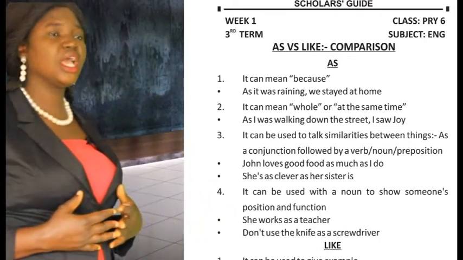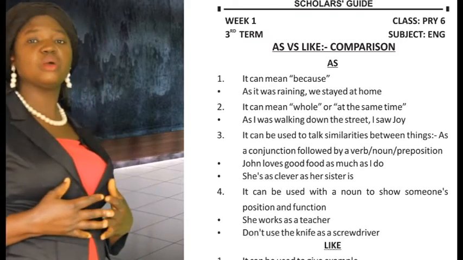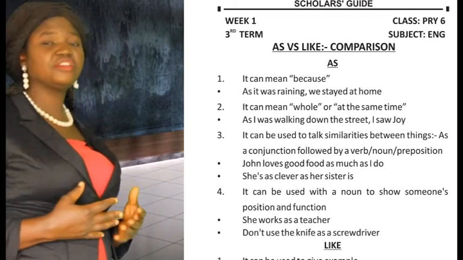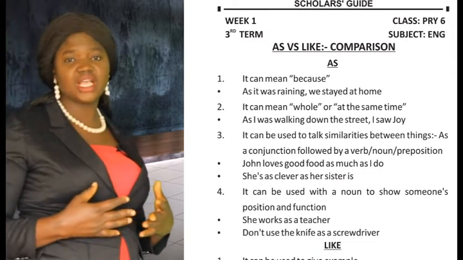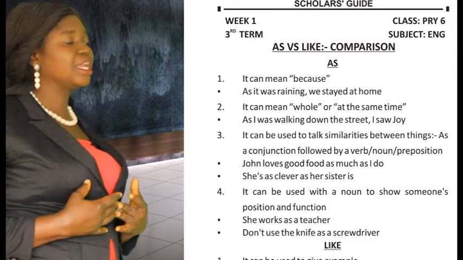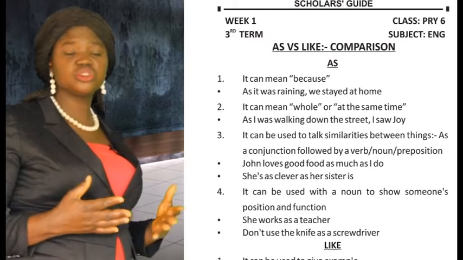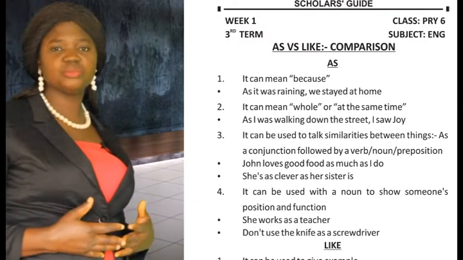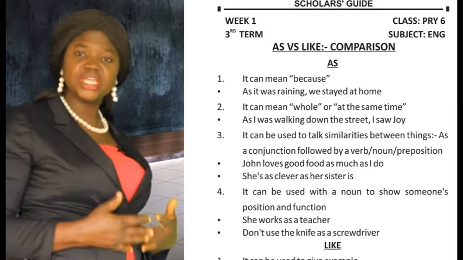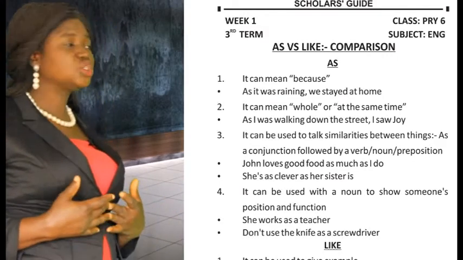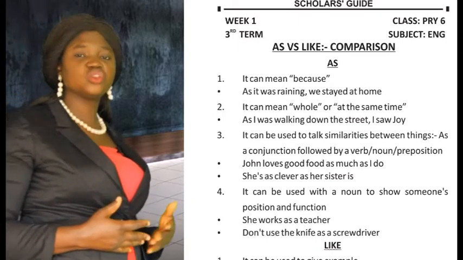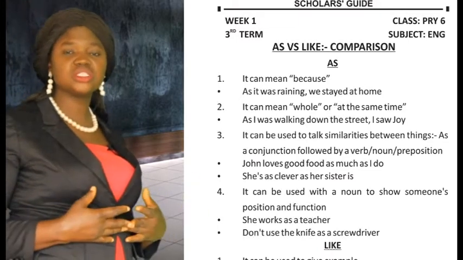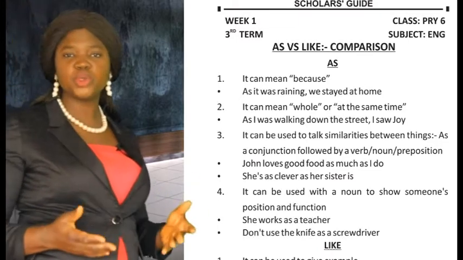All right, so let's start with as. There are 4 ways by which we can make use of as for comparison. When we are comparing items, there are 4 different ways by which we can make use of as. The first way is that as can mean because. As can also be used as because. For example, as it was raining, we stayed at home. You can actually say, because it was raining, we stayed at home. So that's actually telling us the cause and an effect. As it was raining, he stayed at home. So as can be used as because. Why? Because in comparison, as could mean because.